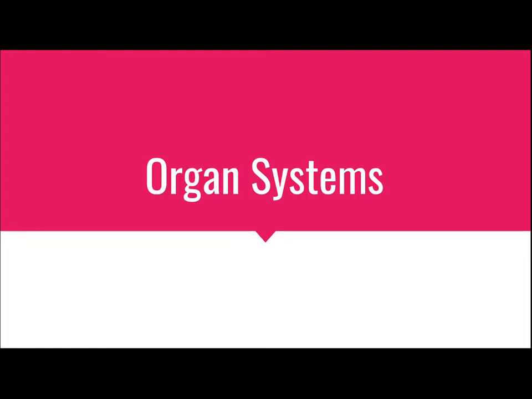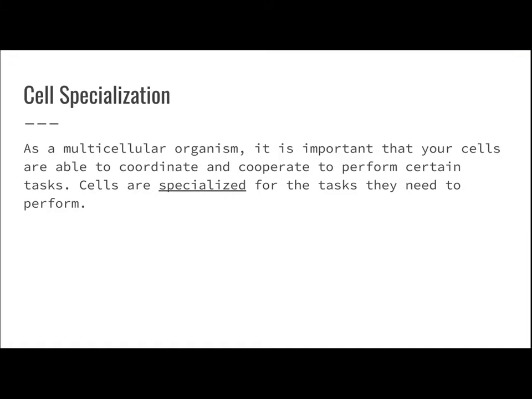In this screencast, we're going to be looking at different levels of biological organization, and specifically the level of organ systems. So the question is, how do we get from a cell to this very complex system that is you? So the first thing we have to understand here is that for any multicellular organism, it's important that those cells are able to coordinate and cooperate together to perform whatever their tasks are with keeping you alive.